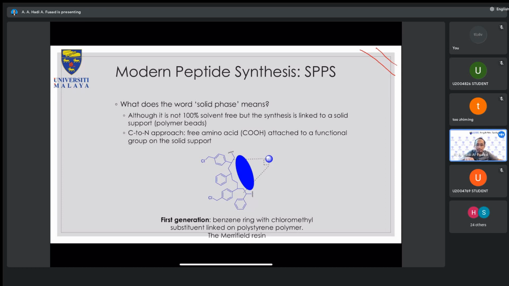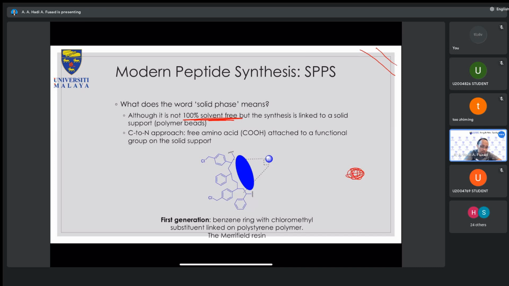Okay, again, it doesn't mean that one is done in solution while the other is done on a solid. It is done on the solid, but nonetheless, liquid or solvent is still needed, so it is not 100% solvent free. The naming comes from the fact that the peptide is grown or synthesized on a solid support.